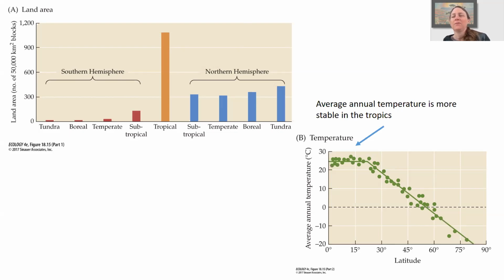So all of the things that we're learning about in terms of species richness and area might come into play with this exploration of land area. And the other thing is that temperatures are very stable in the tropics.